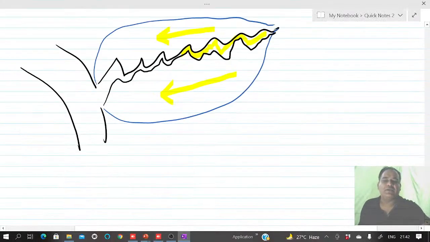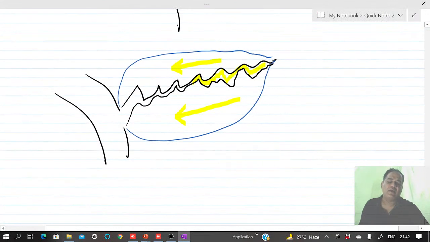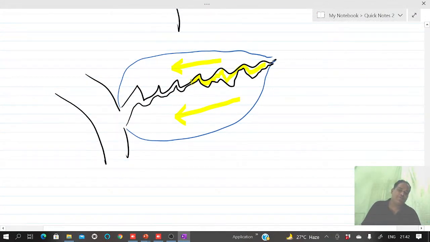And not like this, because here the chances of bile reaching the duodenum are very less, because of multiple fibrosis.